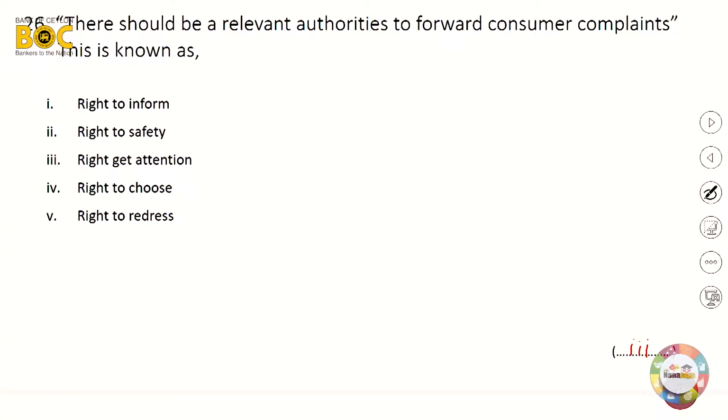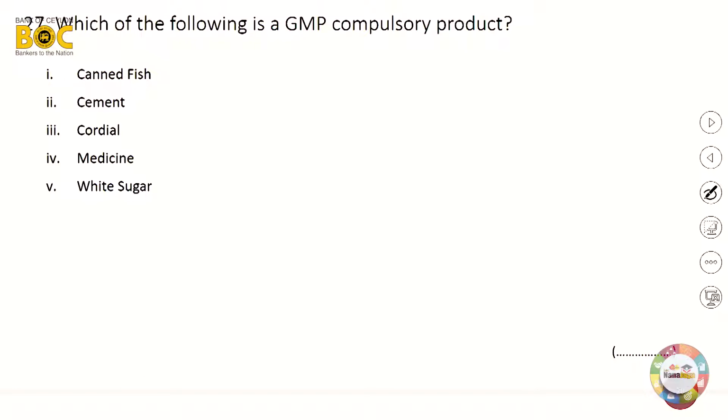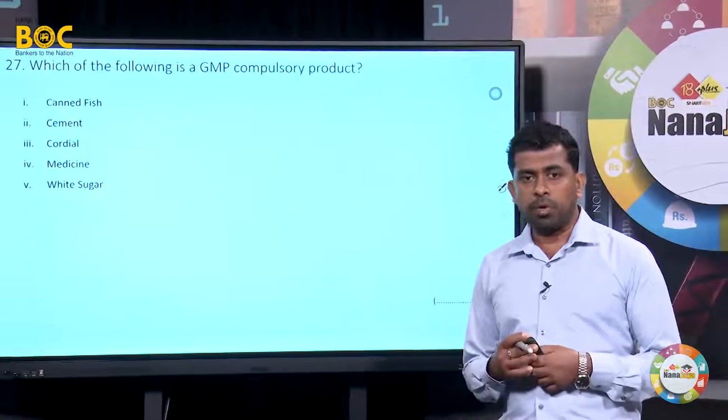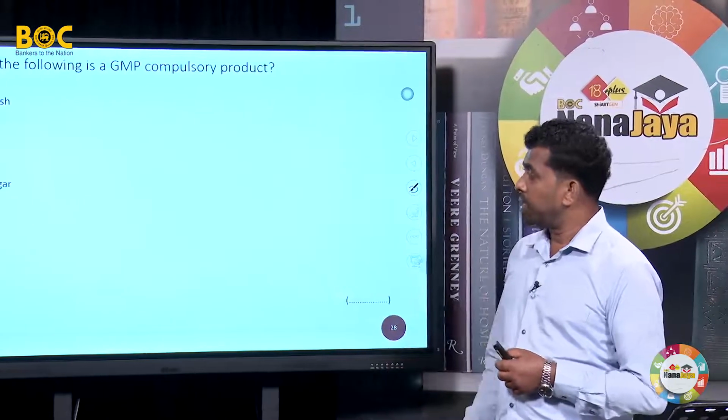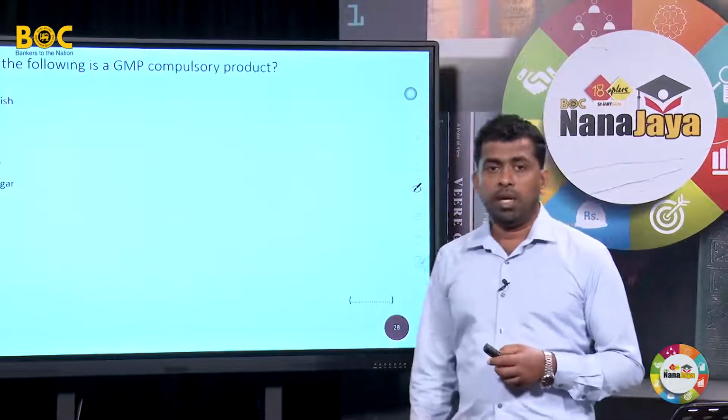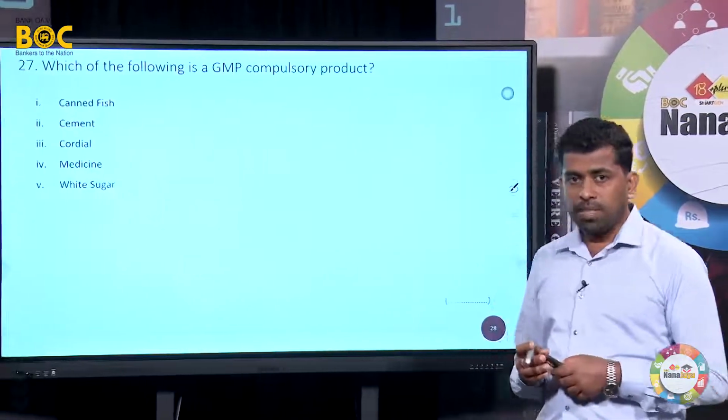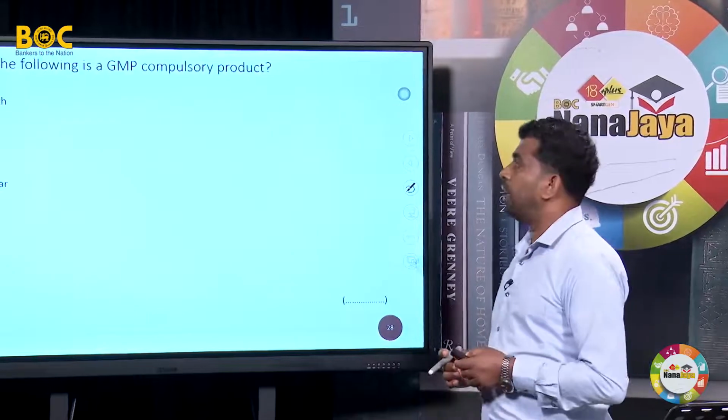Question number 27. Which of the following is a GMP compulsory product? Canned fish, cement, cordial, medicine, white sugar. It is medicine. When producing medicine, there should be a GMP certificate. GMP means good manufacturing practices. It is not a product specification scheme, it is a system certification scheme. It checks the cleanliness of the production process. So, when producing medicine, GMP certification should be obtained by the relevant producers. It's a compulsory requirement.